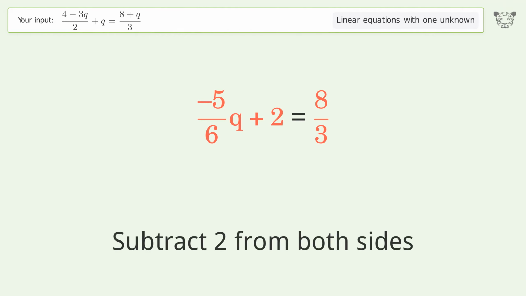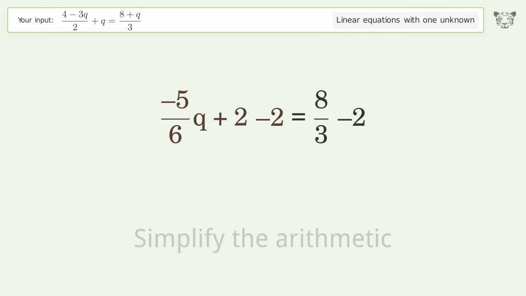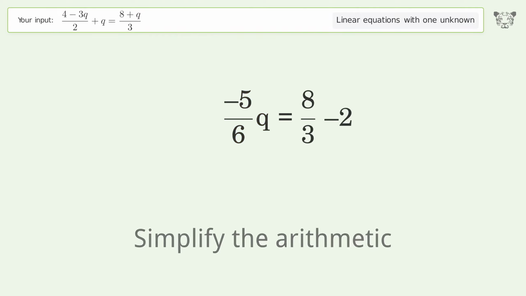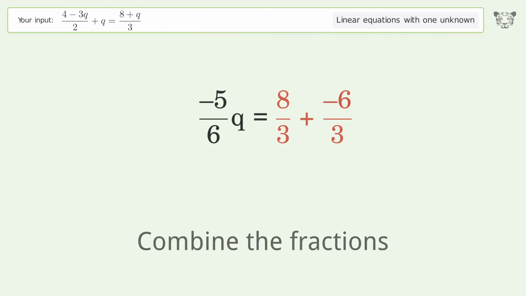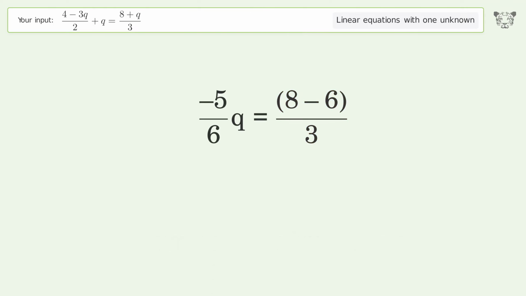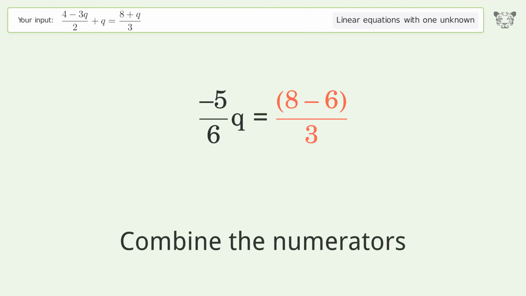Subtract 2 from both sides. Simplify the arithmetic. Convert the integer into a fraction. Combine the fractions. Combine the numerators.